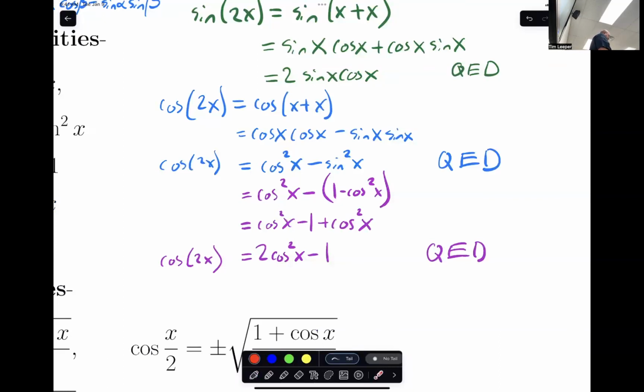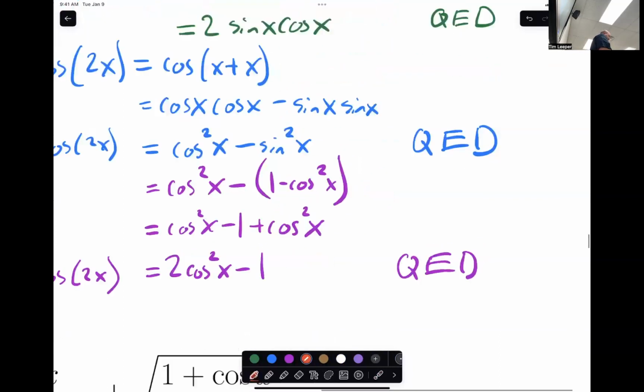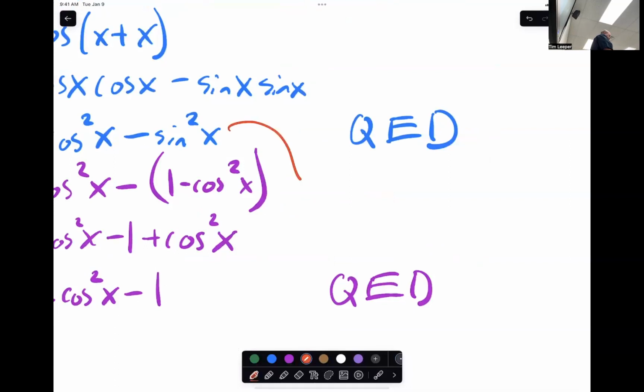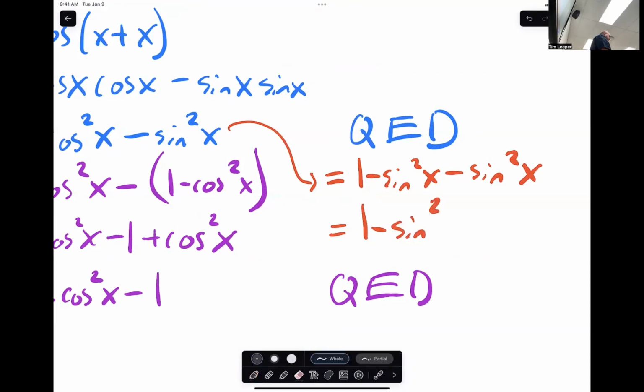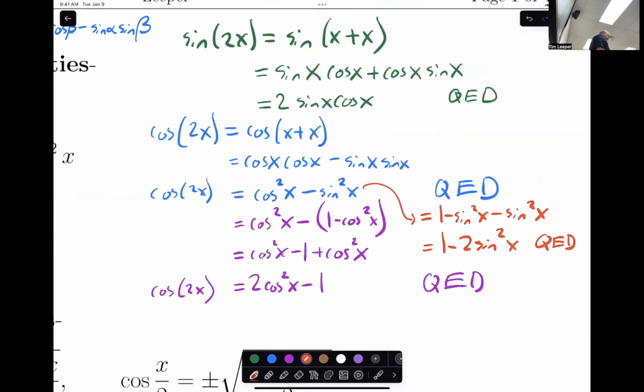We would do the same thing again for the next one, where we would replace the cosine squared with 1 minus sine squared. So this is going to be 1 minus sine squared of x minus sine squared of x. And then combining like terms gives me 1 minus 2 sine squared of x. And again, that's another one. Fantastic. So there we go.